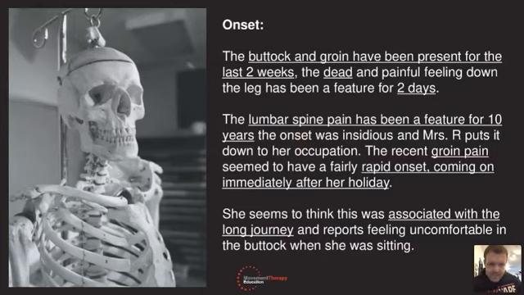Cool. Yeah. So she seems to think that the pain in the groin area is associated with the long journey. So again, we've got this question of whether it's something to do with this flight. We hear about economy class syndrome, and especially a long flight to Australia as well.